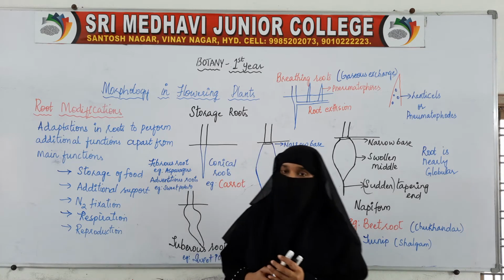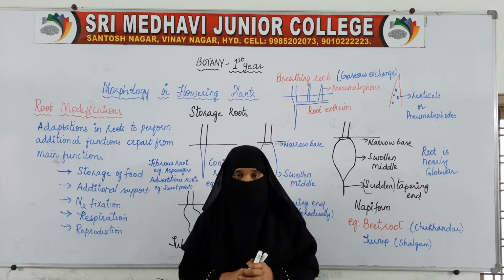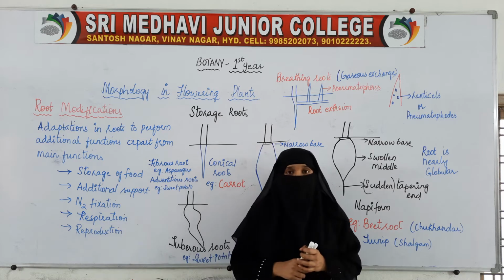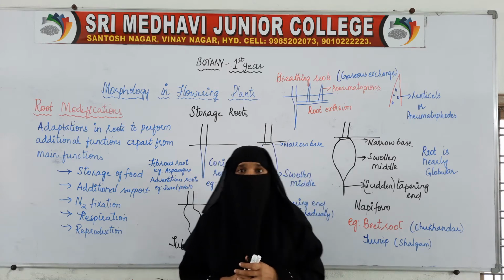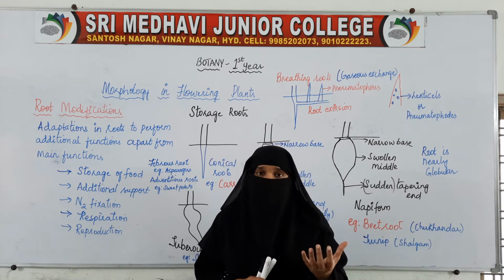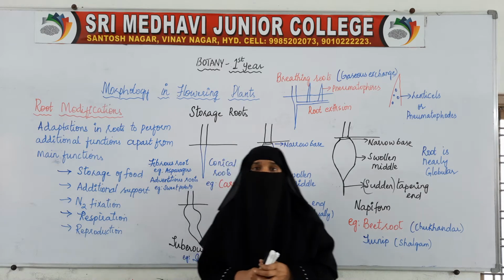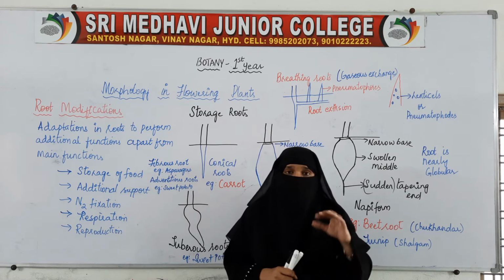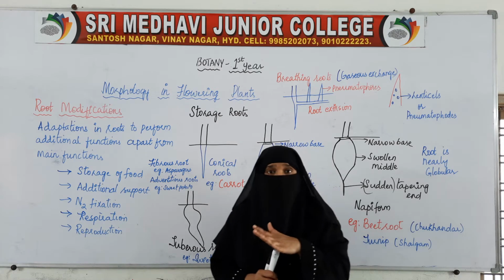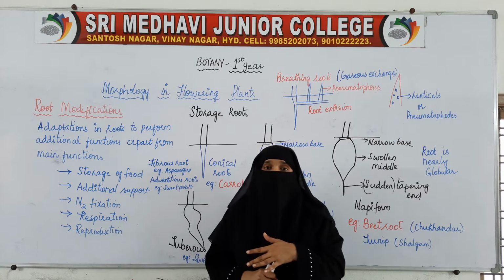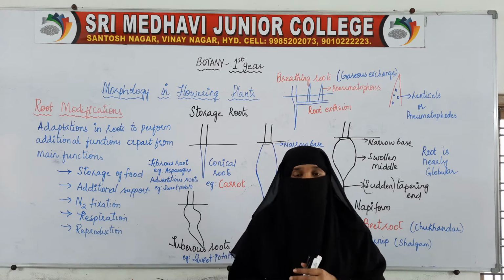Root modifications. The basic primary function of root is to absorb water and minerals, and apart from it, it gives anchorage to the plant. It fixes the plant to the soil very firmly. So these are the basic functions. Apart from these basic functions, while performing these, the roots will adapt themselves in order to perform certain other functions.